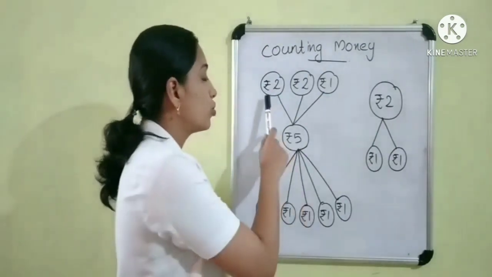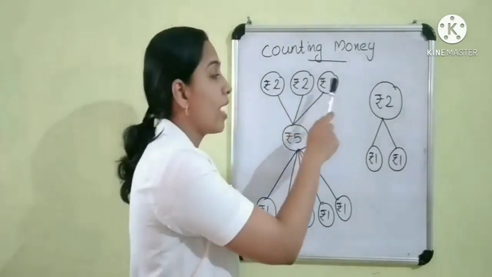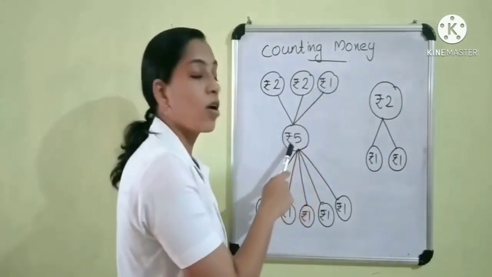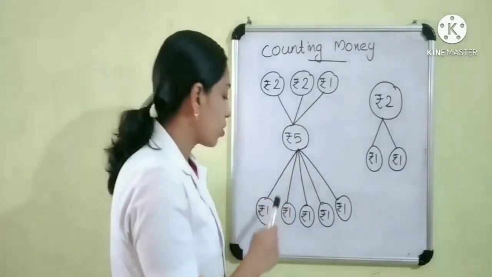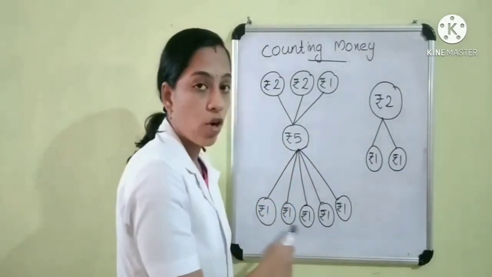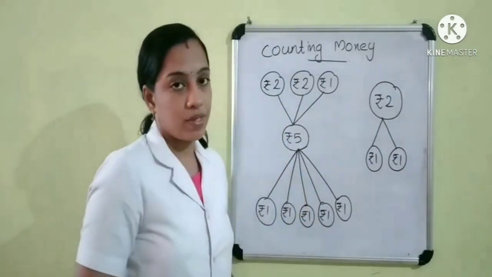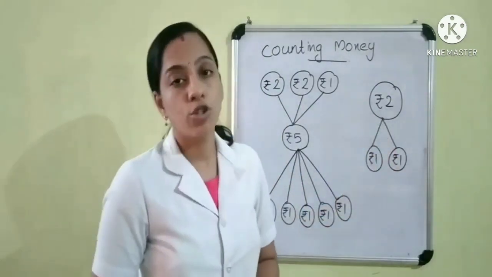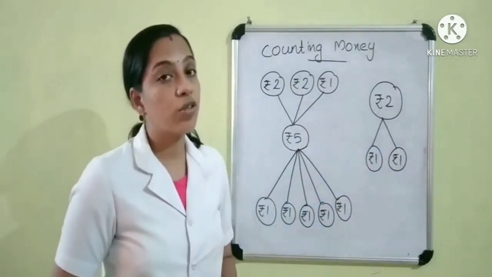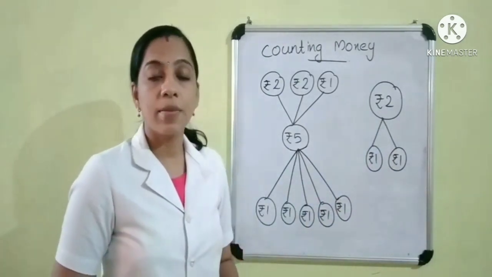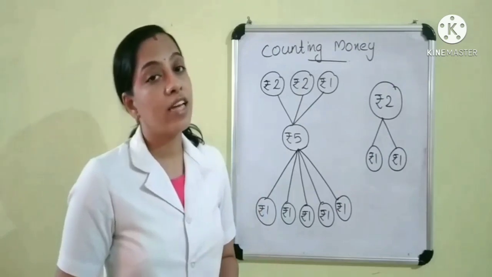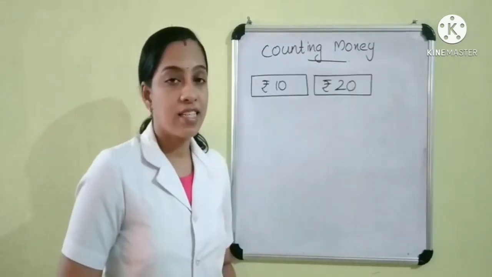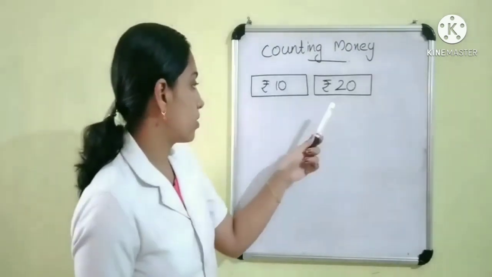That is, two 2 rupee coins and a 1 rupee coin make 5 rupees, and also five 1 rupee coins make 5 rupees. Then two 1 rupee coins make rupees 2. Now we learn how to count the coins. Similarly, we can add the notes also. Children, let us see how to count the notes.